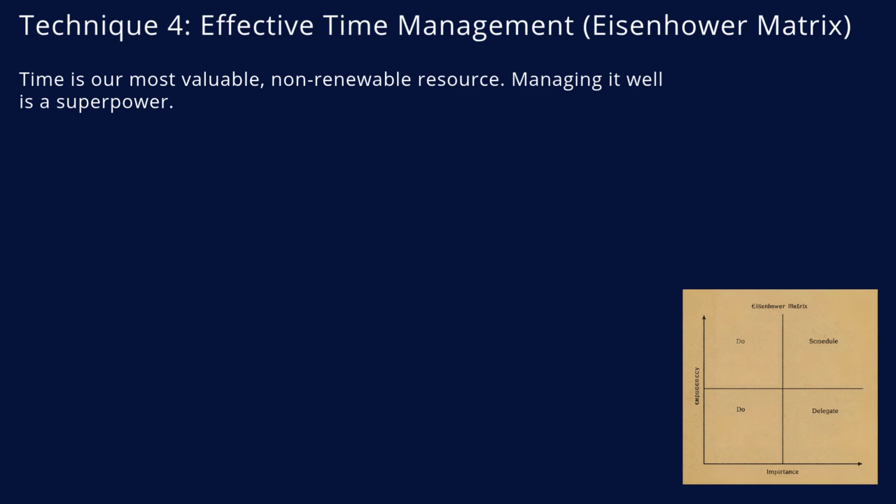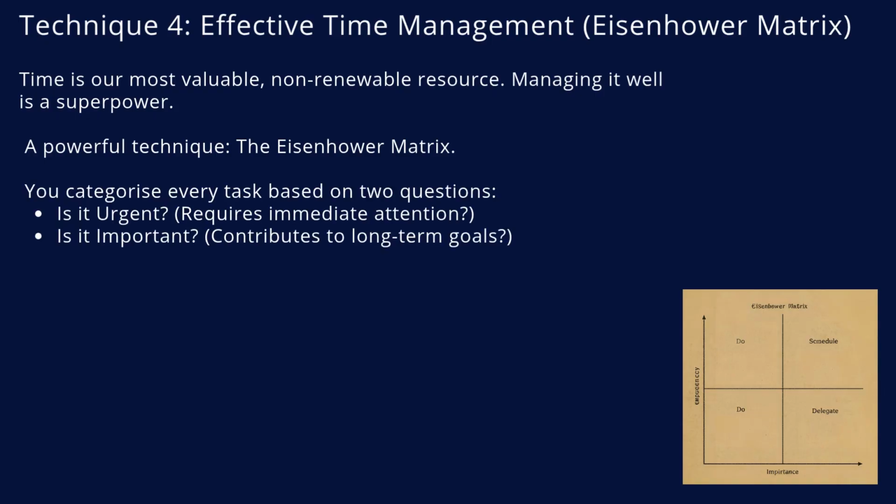Let's talk about our most precious resource: time. You can't make more of it, so learning to manage it effectively is a professional superpower. A brilliant technique for this is the Eisenhower matrix. It helps you stop being busy and start being effective by sorting your tasks into 4 simple boxes. You take your to-do list, and for every single item, you ask 2 questions.